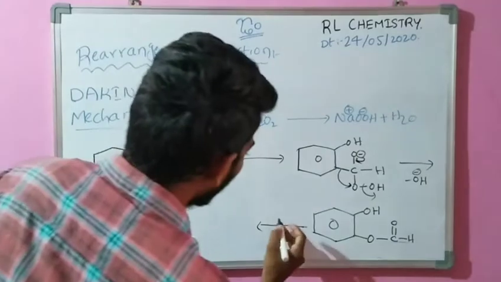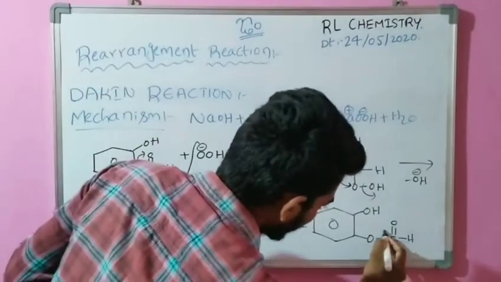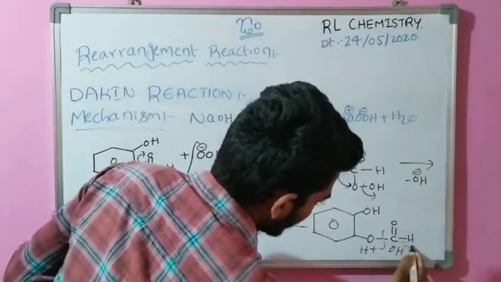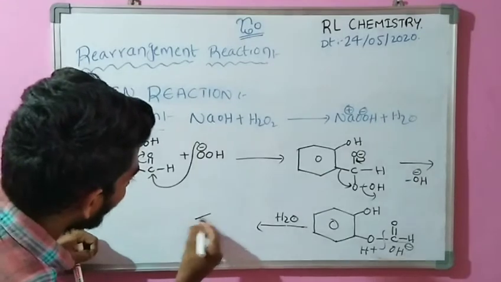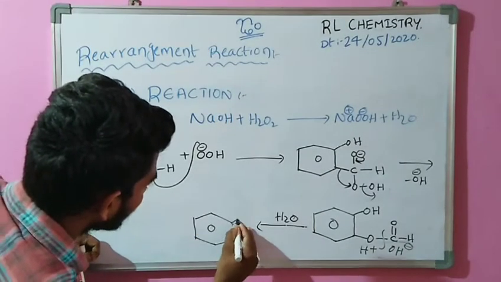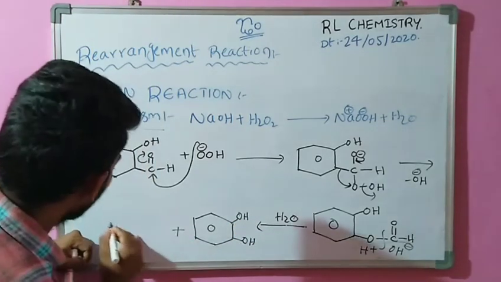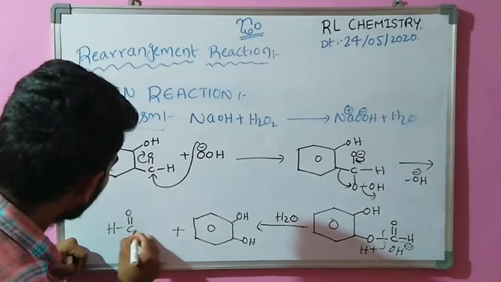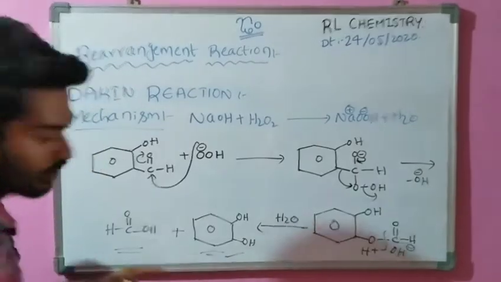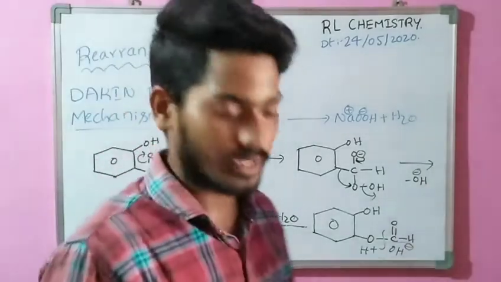And in this reaction, hydrolysis takes place, and here this bond undergoes cleavage, giving H plus and OH minus ion. Then it forms our required product, catechol, with hydroxyl groups, OH and OH. This is the formic acid. Here our required product catechol is formed. Okay, this is the mechanism of the Dakin rearrangement reaction.